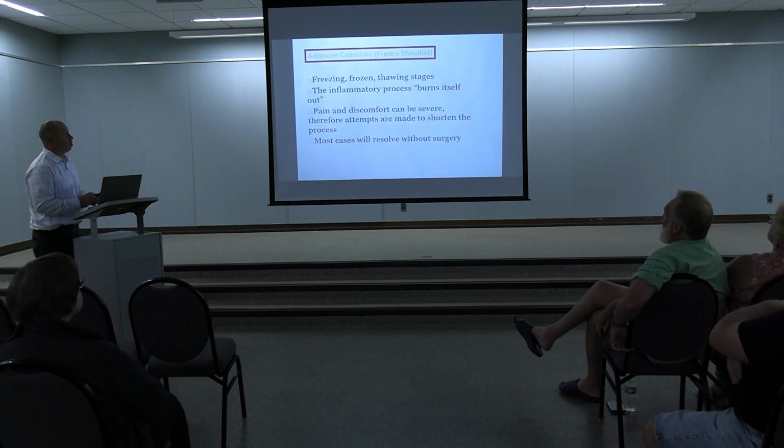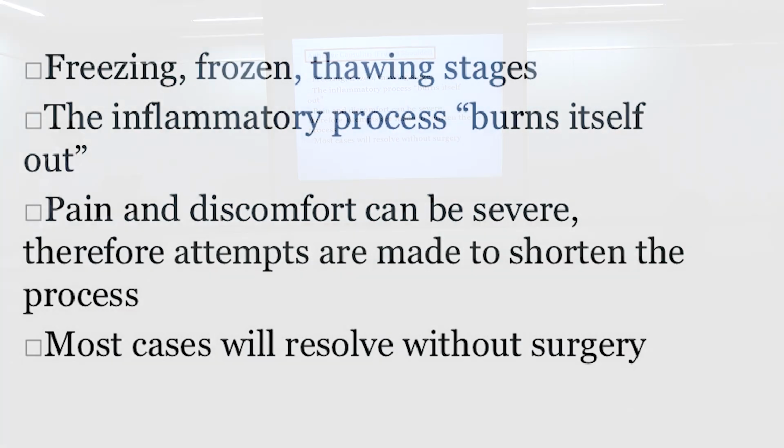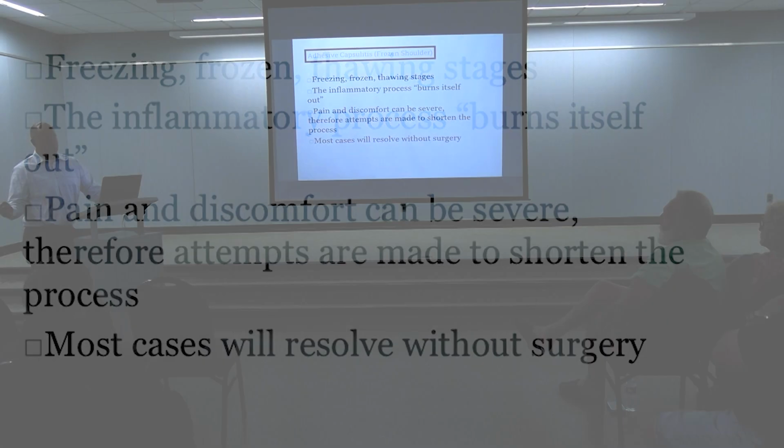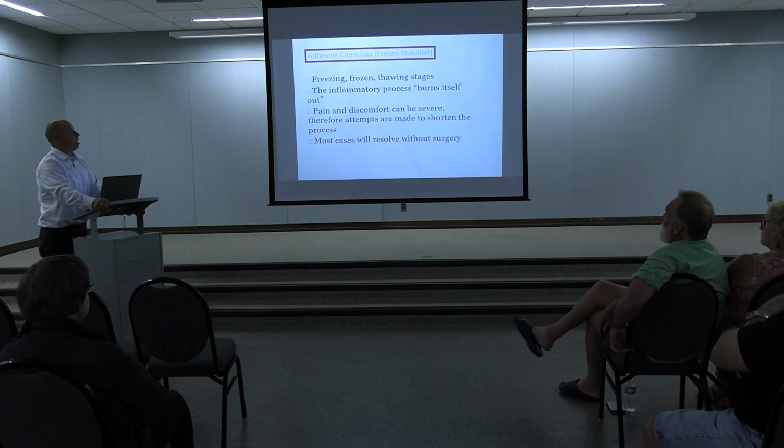So it'll go through stages, typically freezing to frozen to thawing stages. So you can have limited range of motion. It can start to tighten up and your motion is significantly limited. In severe cases, you can have a hard time getting your arm out away from your body, and particularly with external rotation or bringing your arm out. And then eventually it'll fluctuate, and usually the inflammatory process burns itself out.